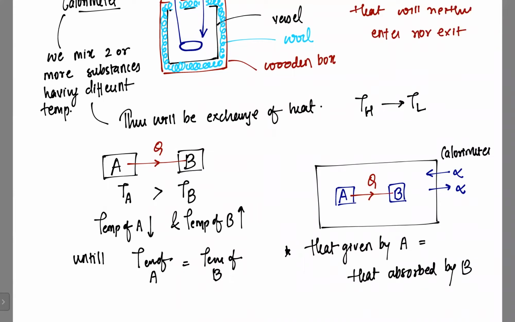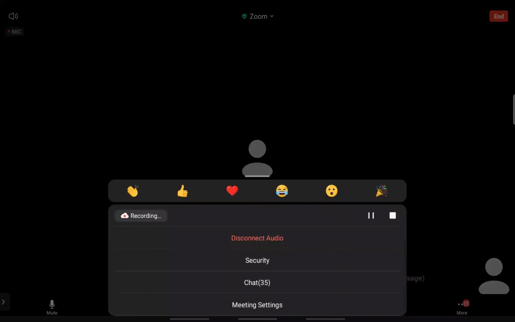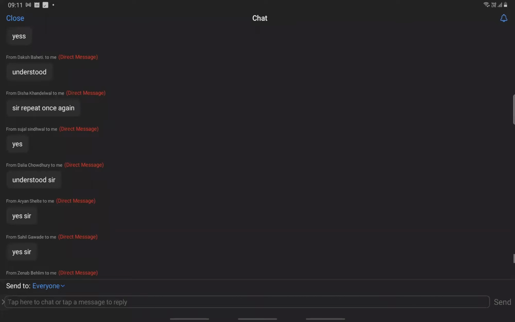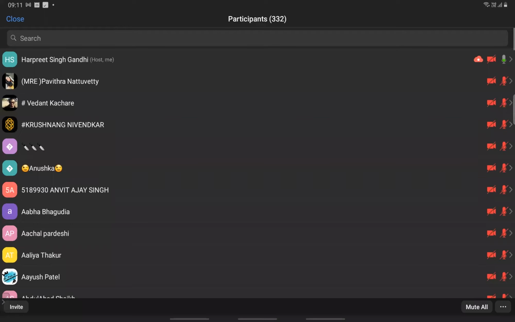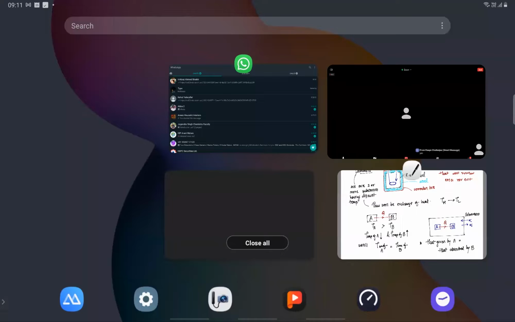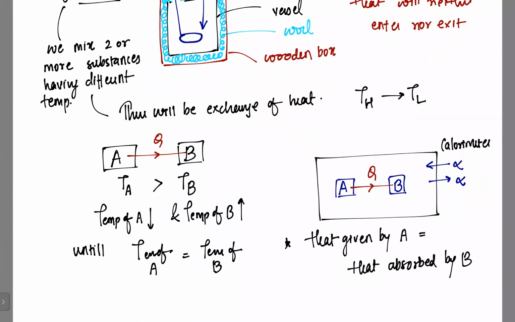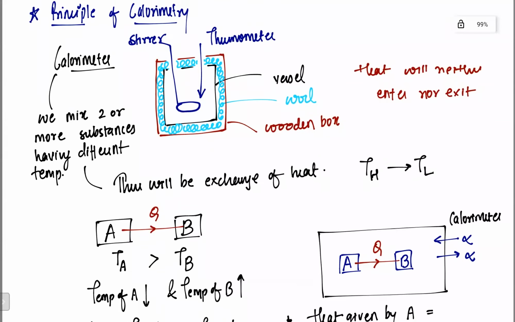Tell me if you are able to understand this. Comment in the chat box very quickly. Disha, you want me to repeat? What should I repeat, Disha? I'm allowing you to unmute yourself. If you want me to repeat, please quickly tell me. What do I need to repeat? The calorimeter part or the bottom part, A and B? The calorimeter one, the upper one? No, here down. The bottom one, right?